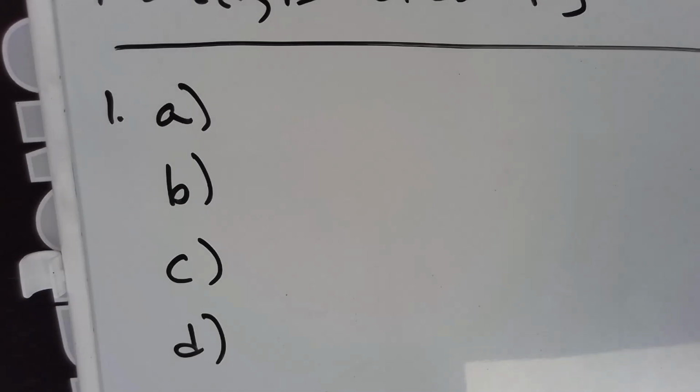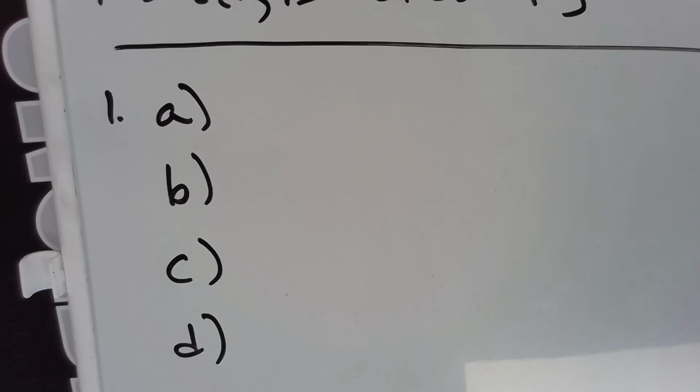Category A is positive whole numbers: 1, 2, 3, 4, 5, 6, 7, 8, 9. Category B is integers. That's add a 0 to it and take all the negatives. Category C is rational numbers. We can write them as a fraction. Category D, irrational, cannot be written as a fraction.